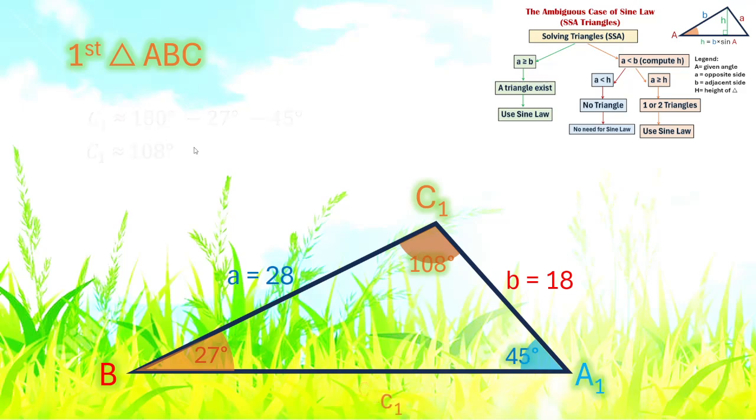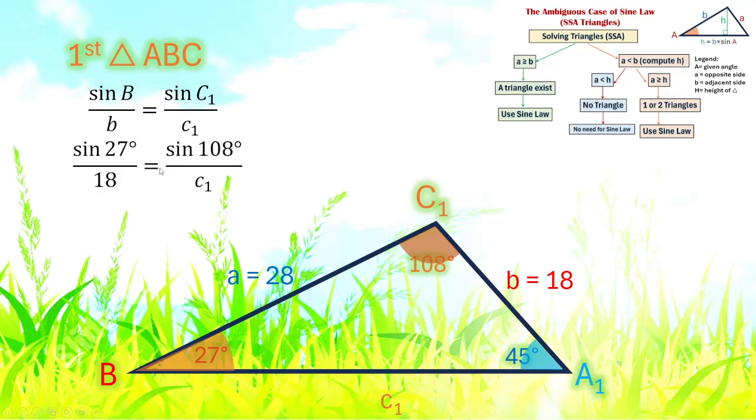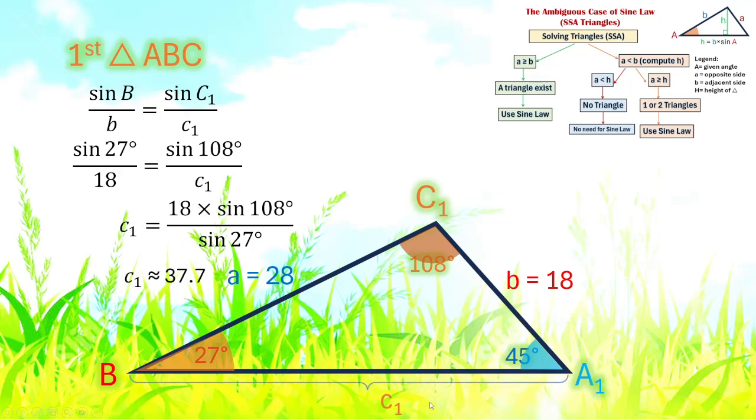Now let's proceed with side C1. We already have side A and B, but we are lacking side C1, so we will again use the sine law. Maybe we can use this proportion of the sine law, B and C1. So we will just substitute. We will cross multiply. So C1 cross multiplied here, and sine of 27 here and 18 there. So approximately we get 37.7. So this is now our first triangle. We have already solved the first triangle ABC, complete three sides, complete three angles.